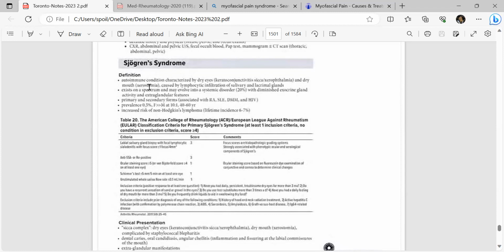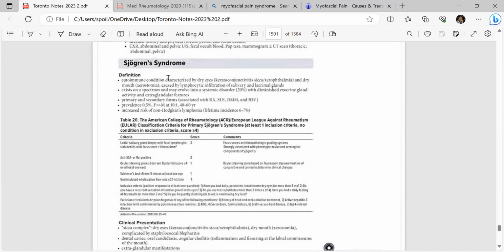Exists on a spectrum and may evolve into a systemic disorder in 20% of cases with diminished exocrine gland activity and extraglandular features, primary and secondary forms. Okay, it's associated with SLE. HIV. Prevalence is 0.5% in females. It's more common in females, the ratio is 10:1, and the age is 40 to 60. Increased risk of non-Hodgkin lymphoma, lifetime incidence is 6 to 7%.